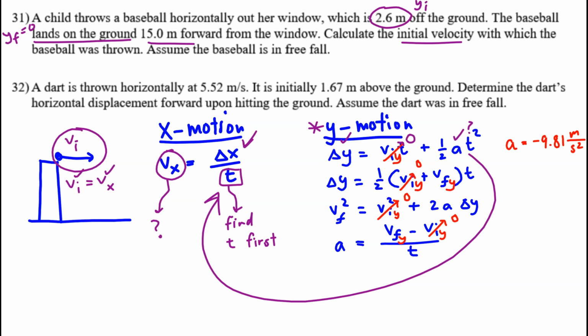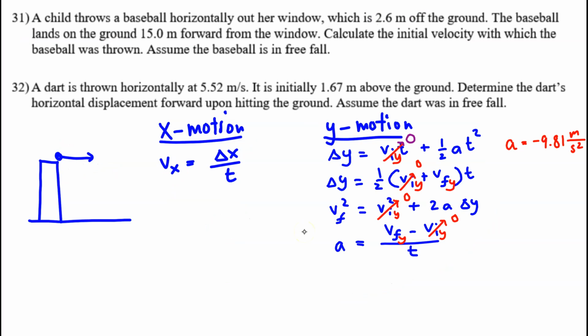32 is very similar as well. In 32, we are given the initial velocity of 5.52. We know how high it is off the ground, and we know it hits the ground. So using those things, you can find delta y. We know it's in free fall, so the acceleration is known. And what else do we have here? Well, we are trying to find the horizontal displacement by the time it hits the ground.